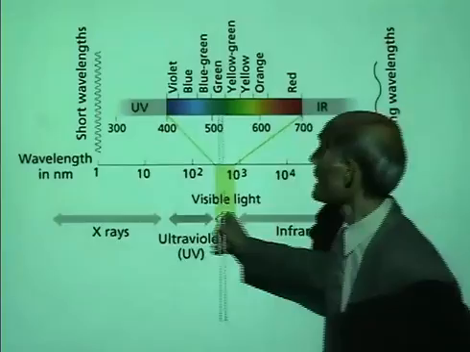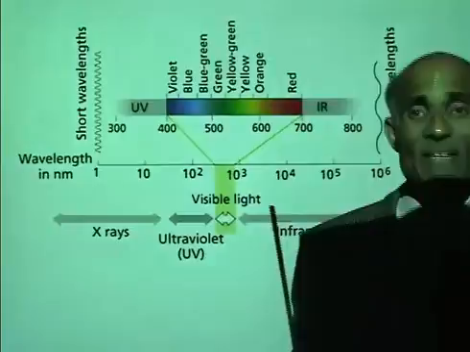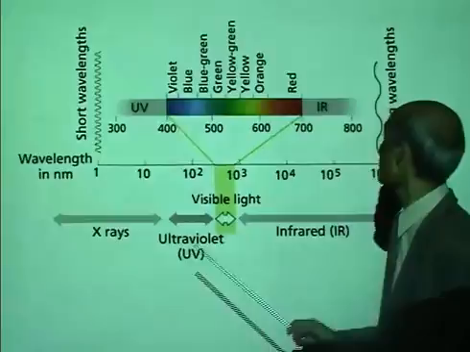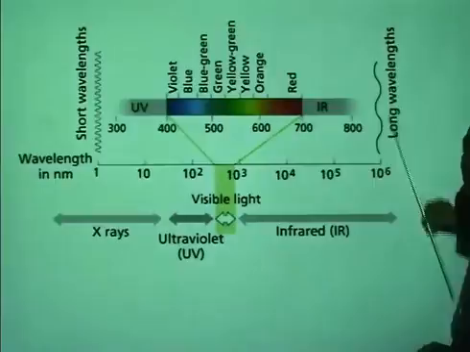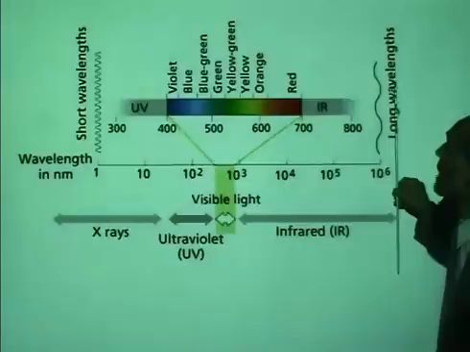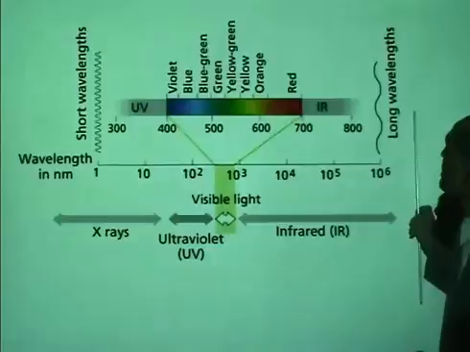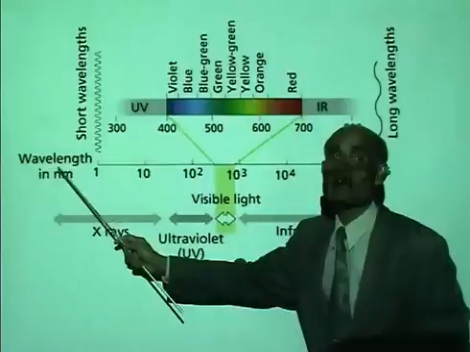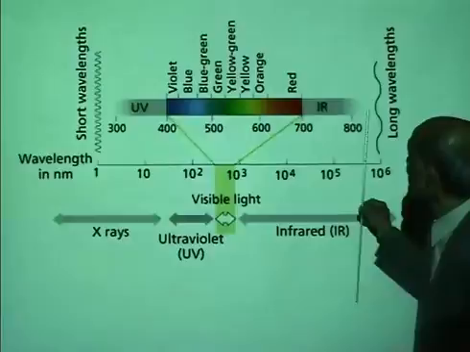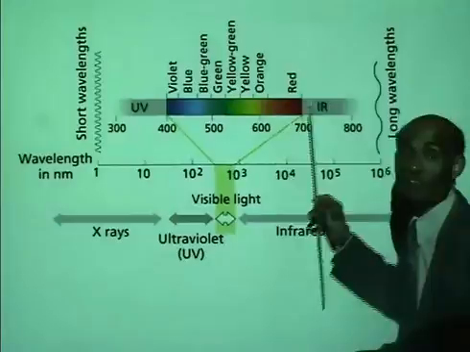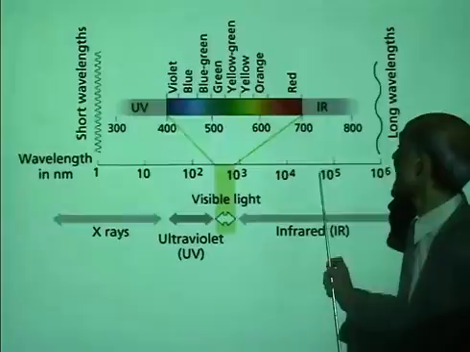Now, here I have a picture of all the electromagnetic radiation. Now look at this picture. At the very long wavelength, you have radio waves, and they're about a kilometer long. And these wavelengths are given in nanometers. You know what a nanometer is? A billionth of a meter. As you come down to infrared, I told you what infrared are. Infrared are heat rays, and they are about 10 nanometers long.